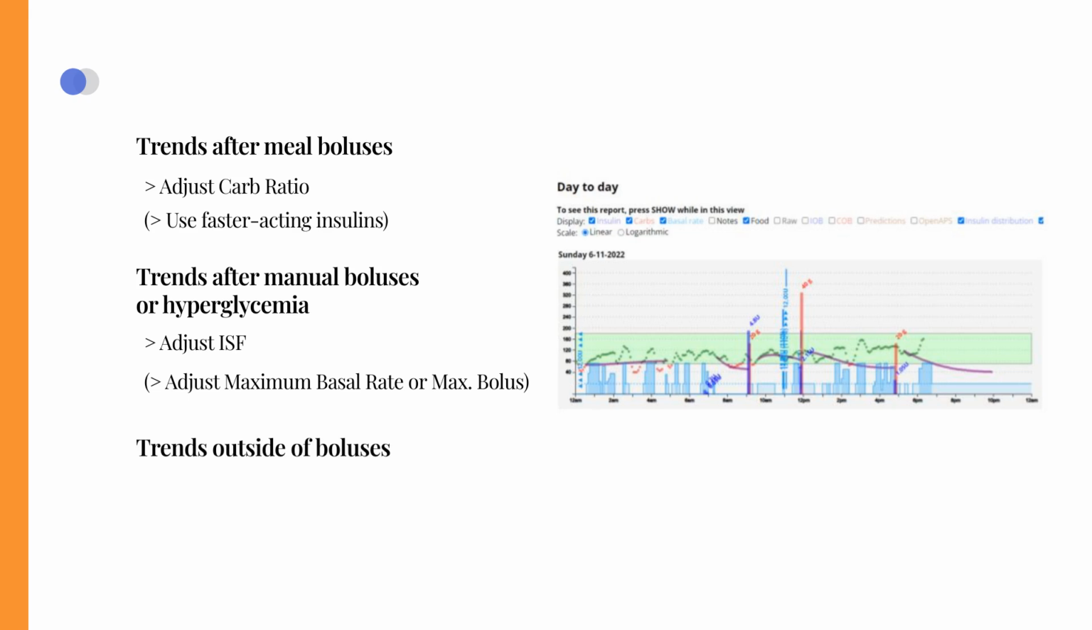For trends outside of meals or boluses, you can adjust the correction range per time block or change the basal insulin rate from 1 hour before and during the corresponding period with 10 to 20%. It's also important to explore possible correlations with missed boluses, exercise, alcohol, or hypoglycemia.